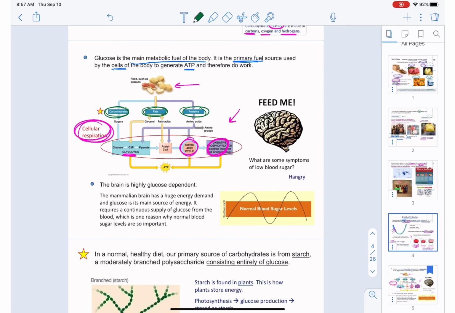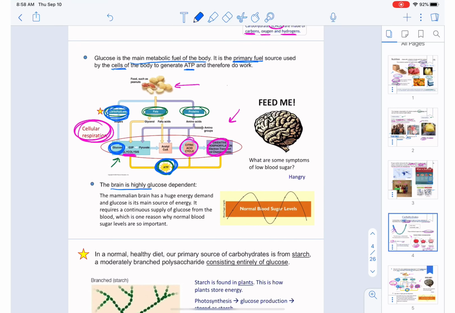And one of the things that this diagram is showing is that all three of these nutrients can enter different parts of the cellular respiration cycle and be used to generate ATP. But out of all of these, carbohydrates, and specifically glucose, is going to be by far the most common source, the most relied upon source of energy in order to generate ATP. And that's especially true for the brain.